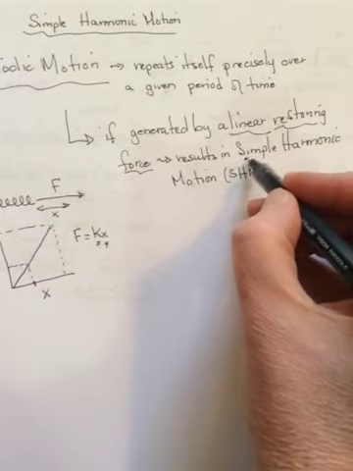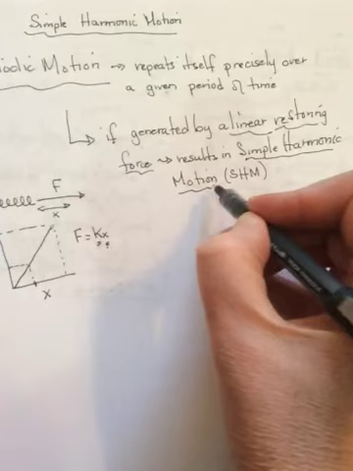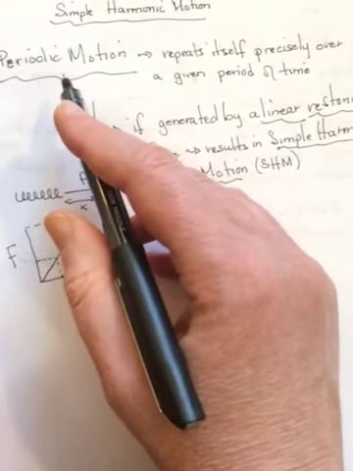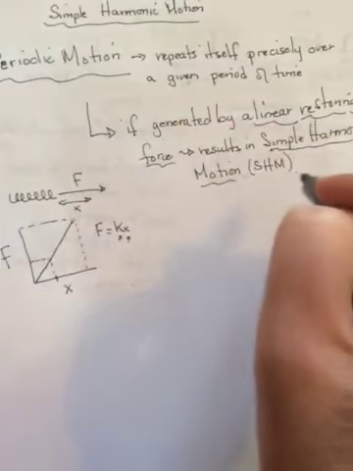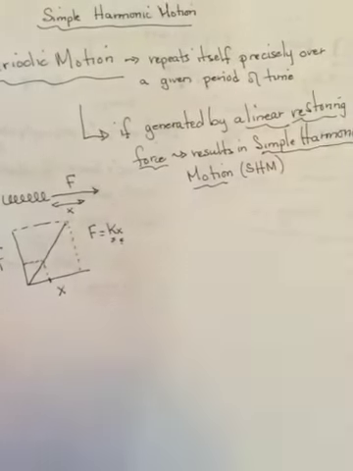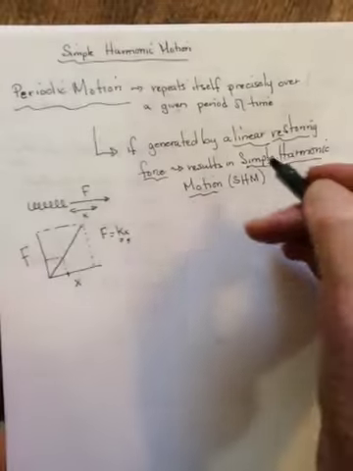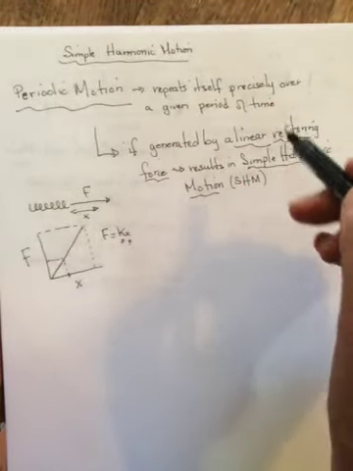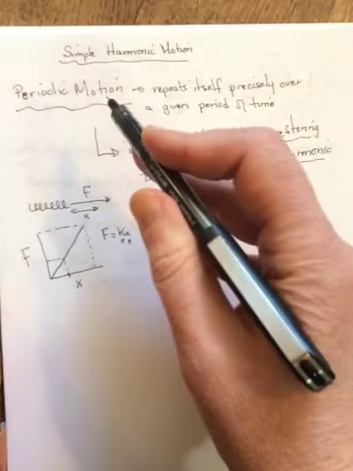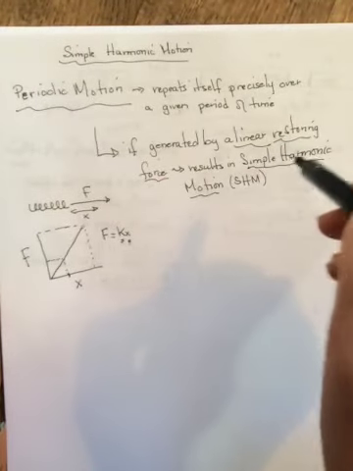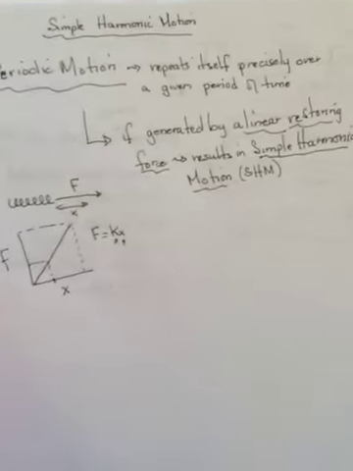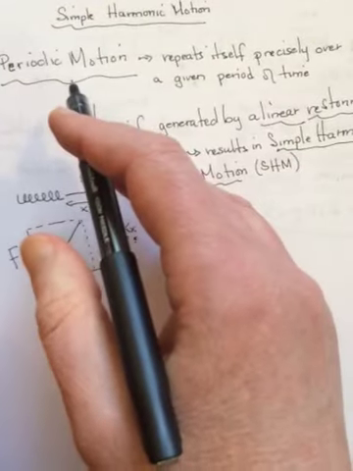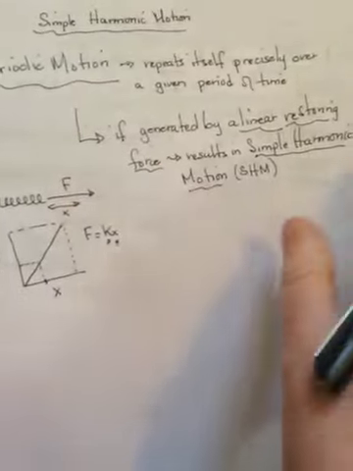Okay? So what this is saying then is, if periodic motion is caused by this type of force, then that periodic motion is going to be simple harmonic. So all simple harmonic motion is periodic, but not all periodic motion is simple harmonic. Simple harmonic is like a subcategory of periodic. Just like all bananas are fruit, but not all fruit are bananas. So bananas and simple harmonic motion are subcategories of fruit and periodic motion.